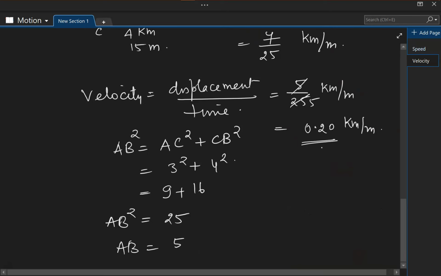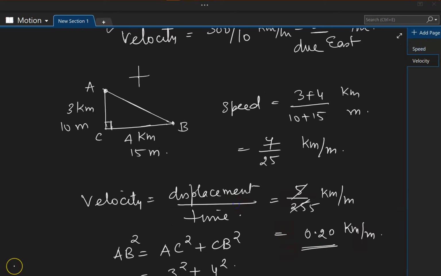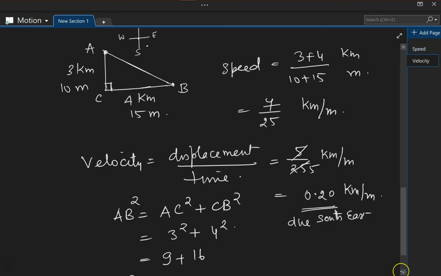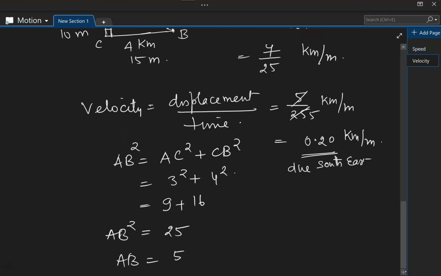What about the direction? Remember, we have to mention direction when we talk of velocity. So here you are at A and going towards this point. So this is north, south, east, west. So the direction would be southeast, due southeast. Okay. Now let's look at some other tricky situations.